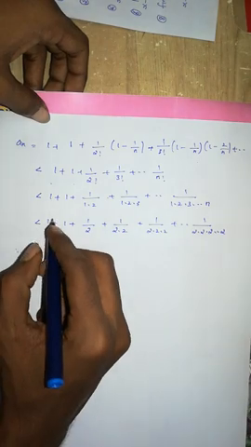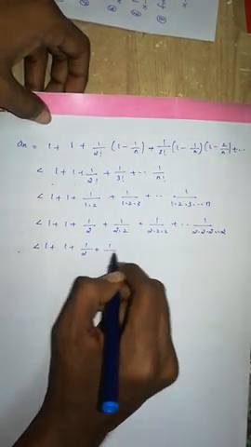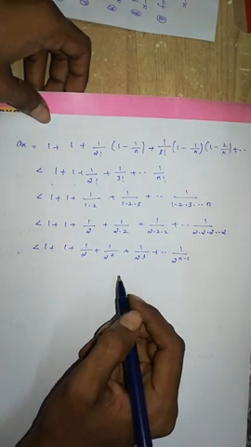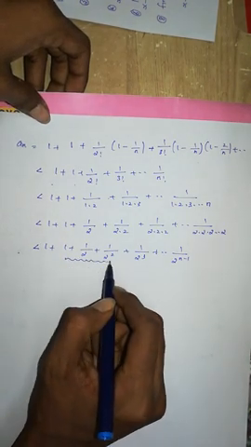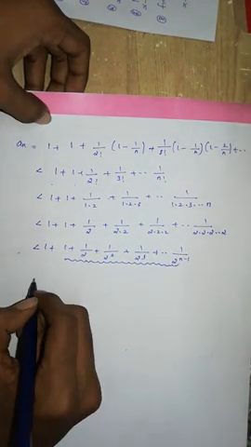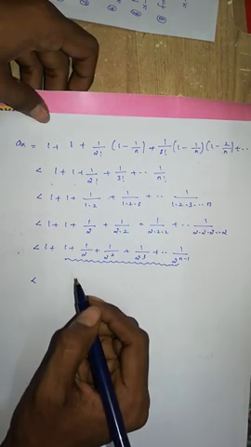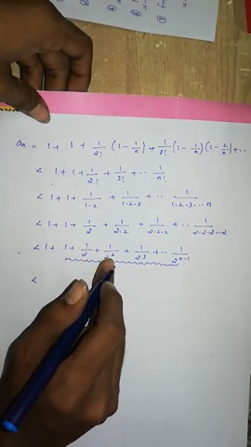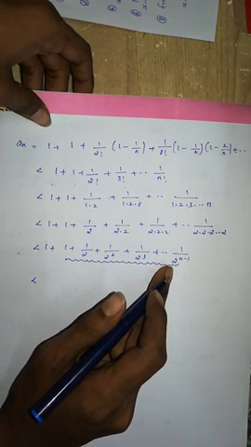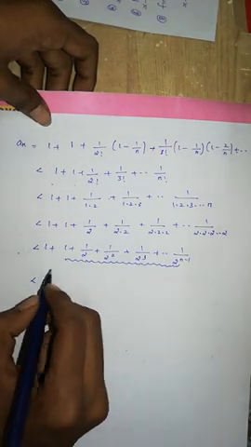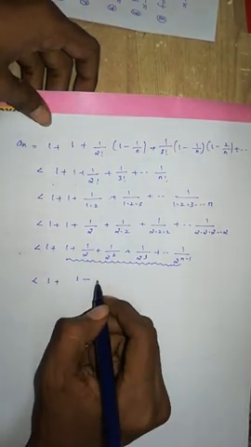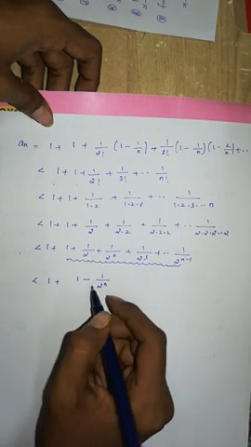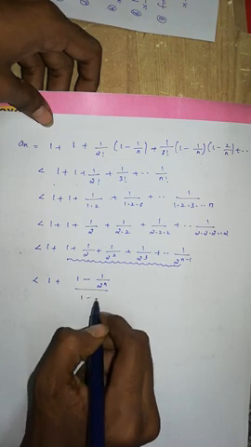So I can write this as 1 plus 1 plus 1 by 2, 1 by 2 square, 1 by 2 cube, up to 1 by 2 power n minus 1. Now you can see that this is a geometric series: 1 plus x plus x square plus x cube up to x power n minus 1. So this will be 1 plus first term a, and we know the geometric series sum is a into 1 minus r power n by 1 minus r.